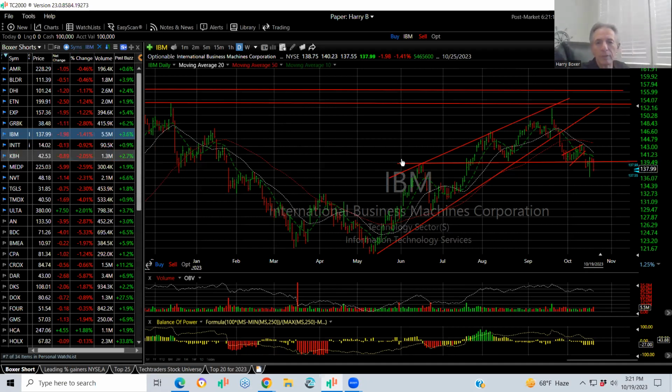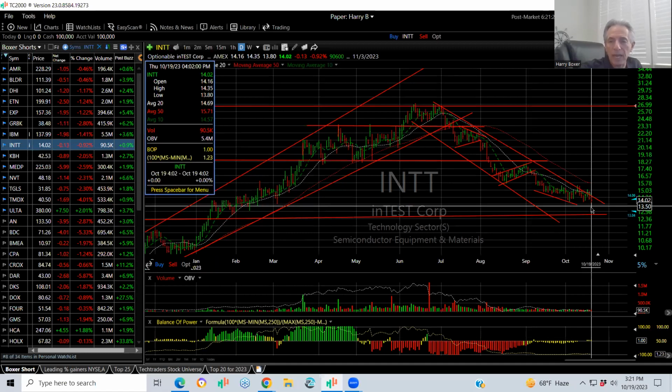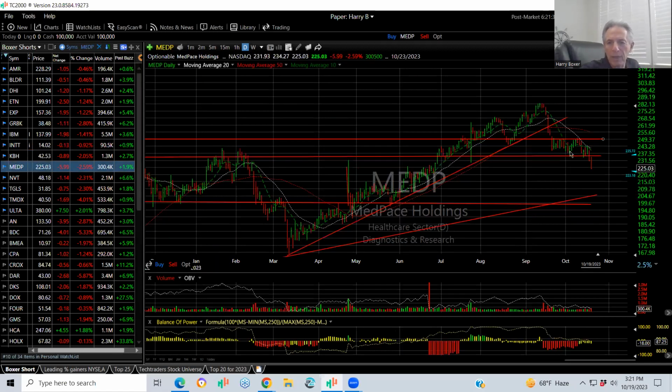INTT was a tech trader swing short when it broke the trend line and formed the bear wedge right there at 22. It's been cut in half almost. Let's see, no, not quite. It got down to 13.80. My target was 13 and now 10. MEDP with a head and shoulders top, and there's a bear flag there. It just broke again. Looks like 199 to 200 would be my next target.